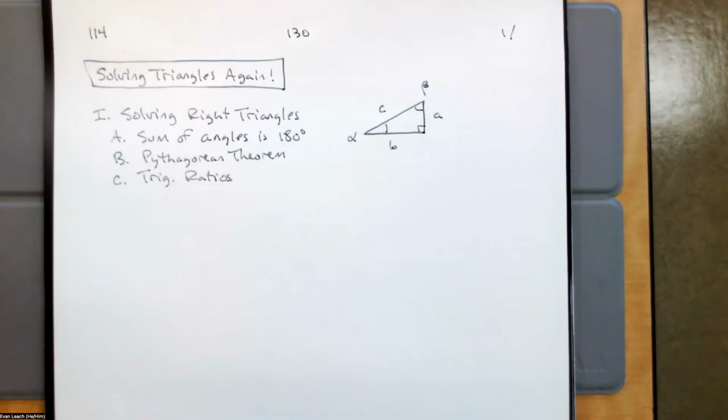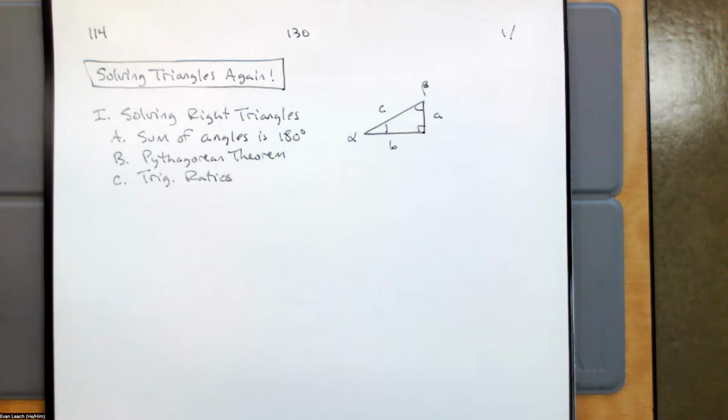Change of plans. I want to go back to solving triangles because we only did half of the solving triangles business. And then we started with the usual solving right triangles. So, set your way back machine to the beginning of the semester when we were solving right triangles.